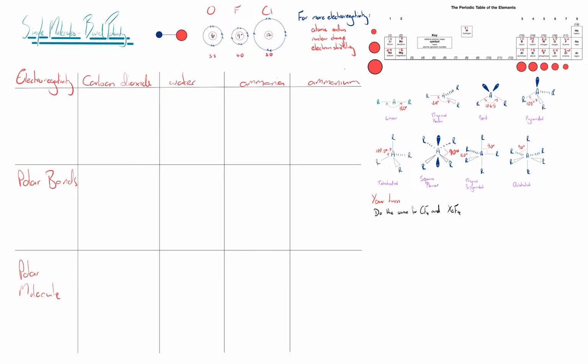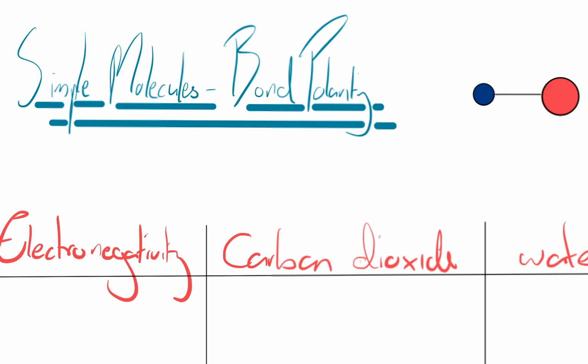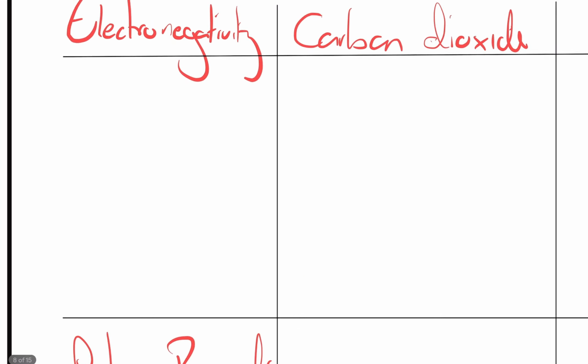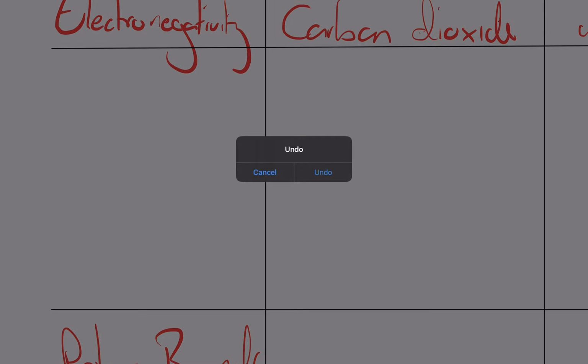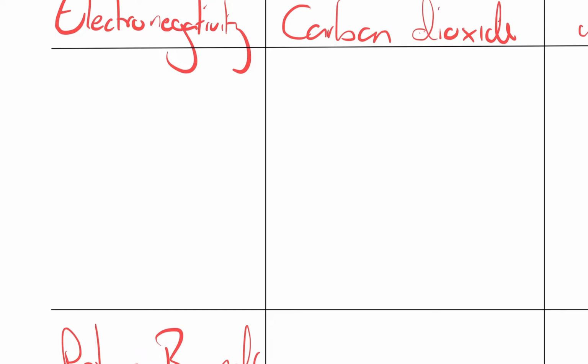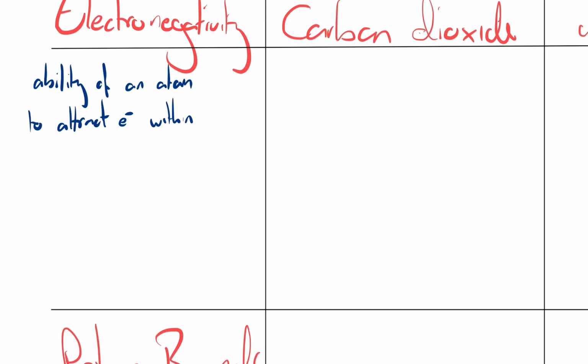So, first of all, when we're thinking about bond polarity, the first thing we need to think about is electronegativity. So when we talk about electronegativity, that is the ability of an atom to attract electrons within a covalent bond.